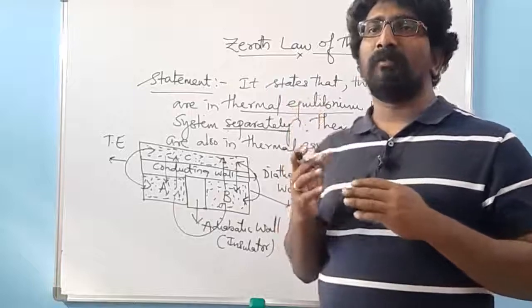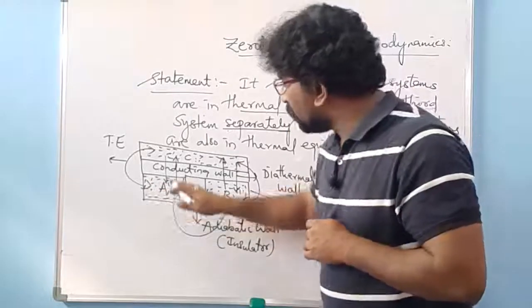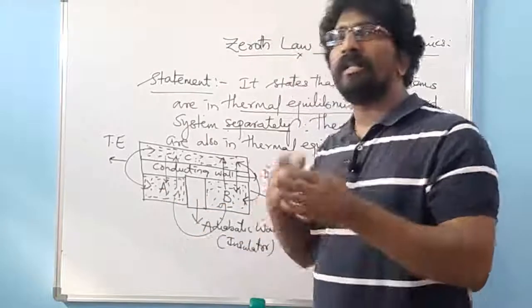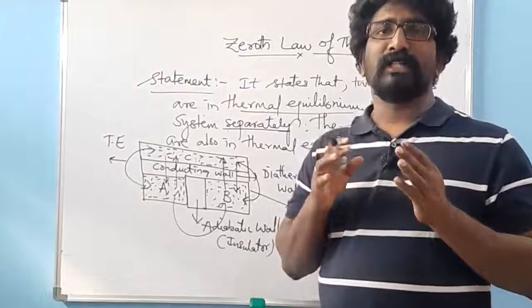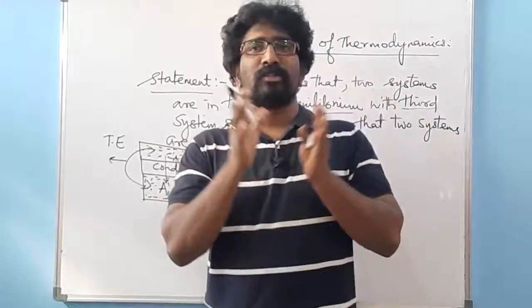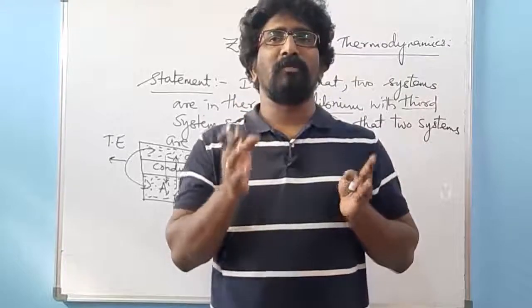Let me give one example of how these two systems, which are separated by an insulating or adiabatic wall, are in thermodynamic equilibrium with respect to temperature. I will take temperature as the example, and show that these three systems are in thermodynamic equilibrium with respect to temperature.